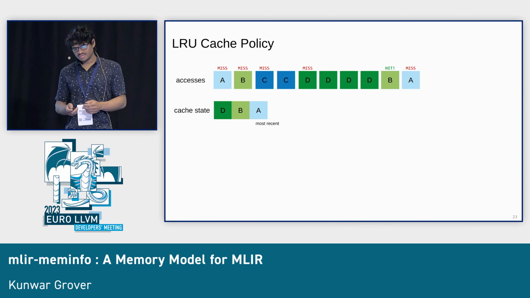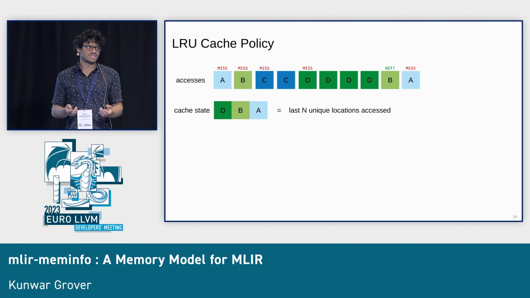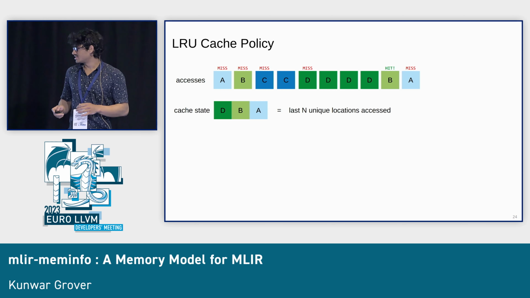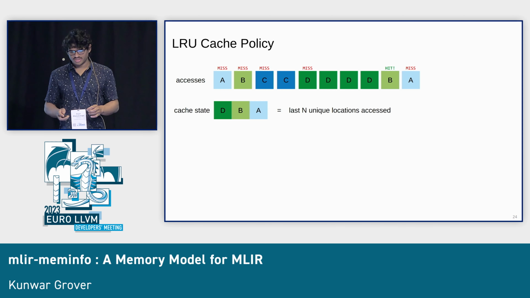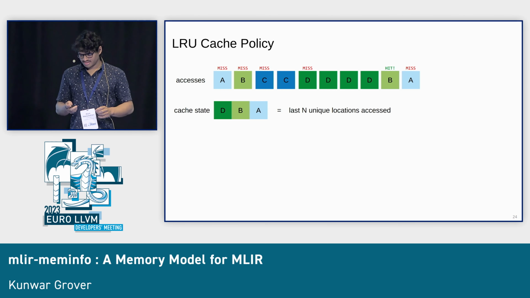If we look at the pattern in the cache state that appears over here, you basically see that if the cache has 3 elements in it, then the cache state is just the 3 unique locations that were accessed most recently. For the sake of this illustration, we ignore cache lines in case anyone is thinking about that. So this is how the cache state is going to be. This is actually quite a simple cache state to think about. It's just the 3 locations that were most recently accessed.